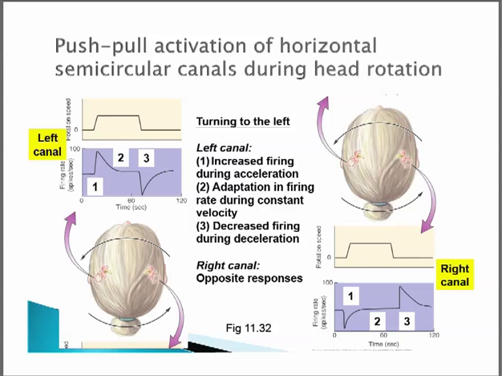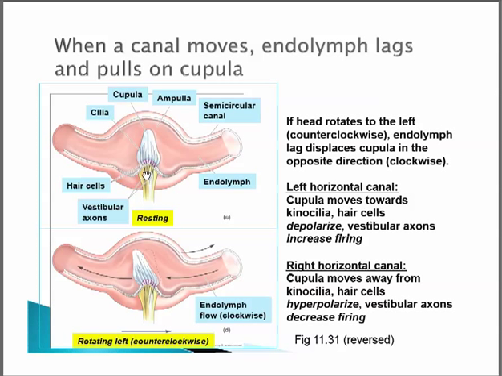So to briefly go over the structures, what you see here is your hair cell, which has cilia embedded into your cupula, and then ultimately it's in this ampulla. And you have the semicircular canal, which again is filled with this thing called endolymph.